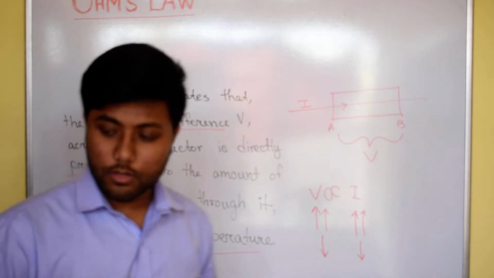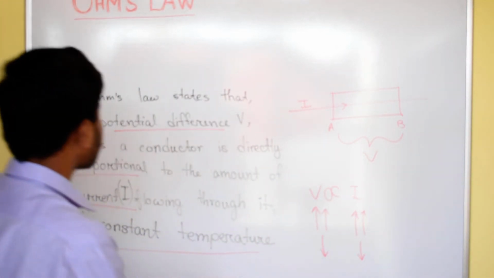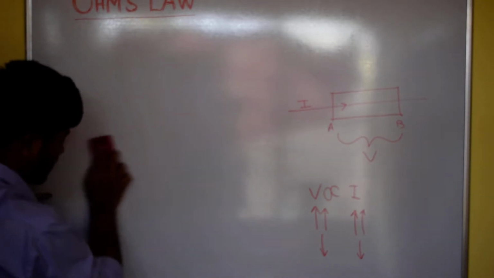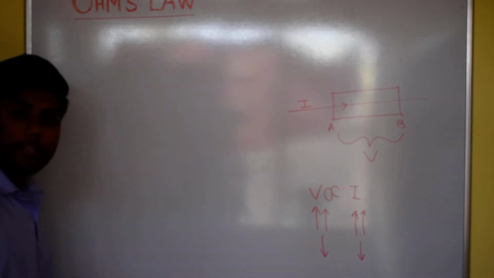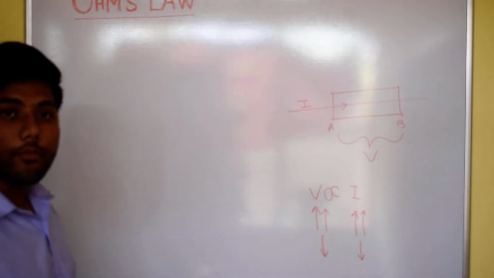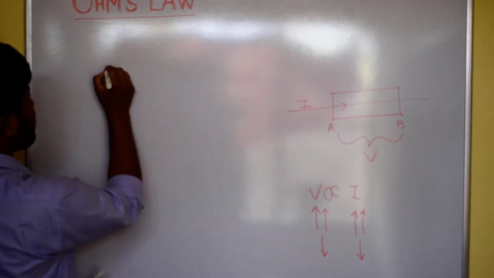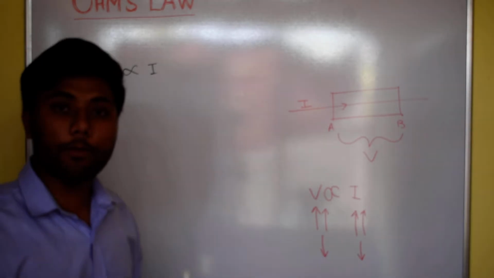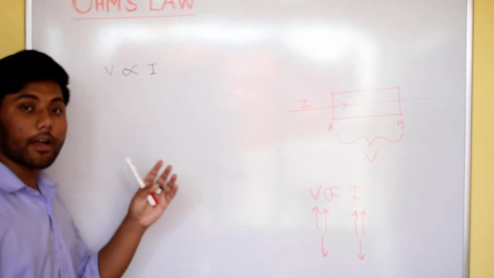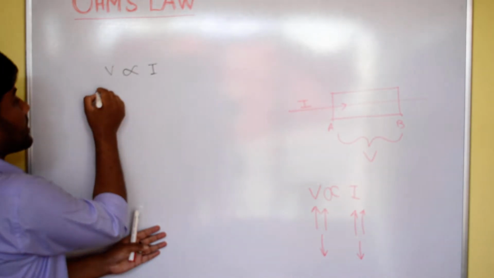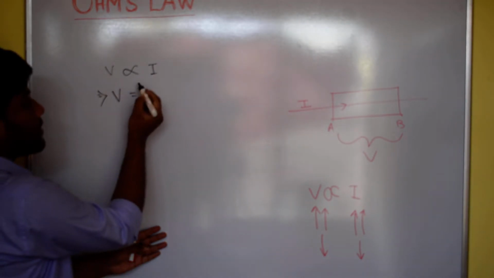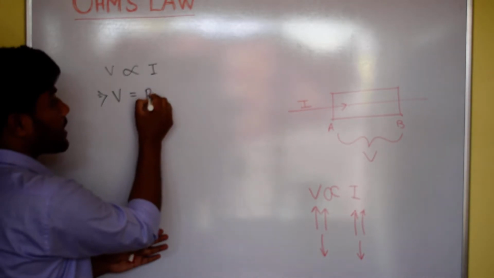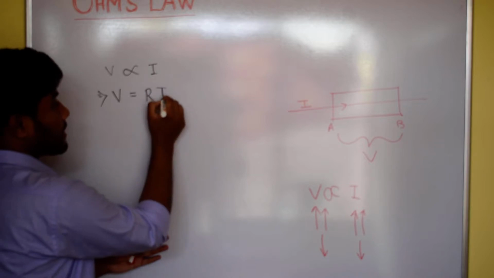Now, let me clear one thing. See here, my dear students, this potential difference V is proportional to I. If we remove the proportional sign, then what would come here? There would come a constant. This implies V equals, we are changing the proportional sign with an equal, so a constant that came, R, then I.